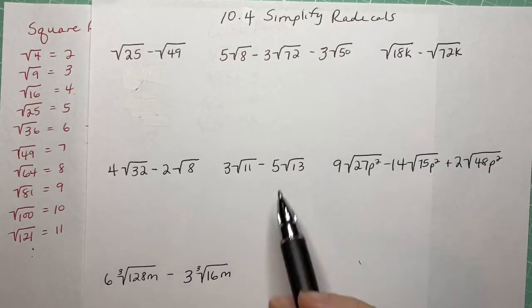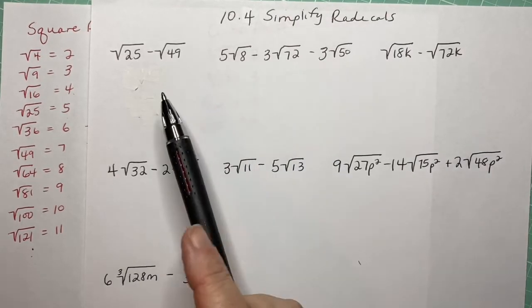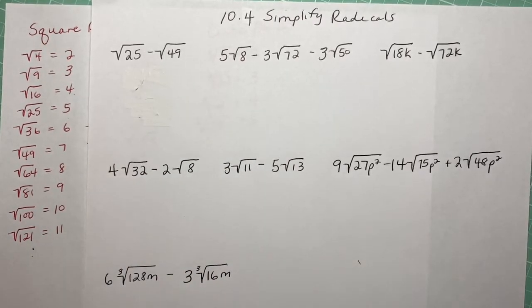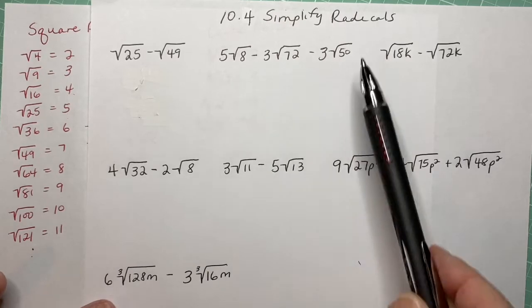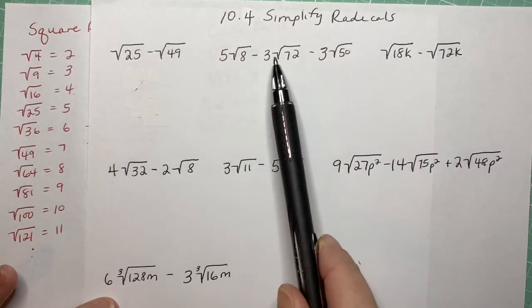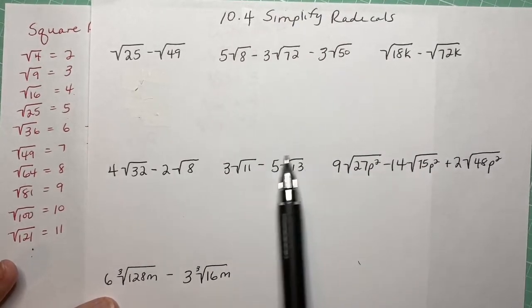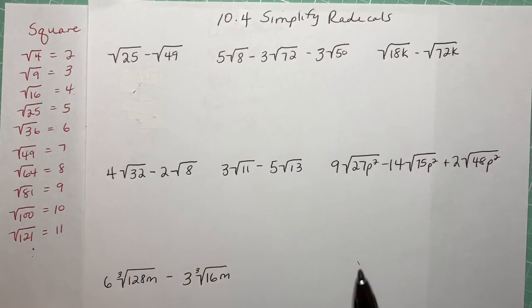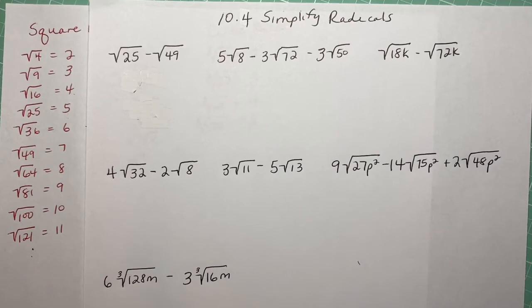Okay, let's look at 10.4, simplifying radicals. If you haven't seen 10.3, watch that first, because you really have to know how to do those before you can move on to these. We're going to be doing the same thing we did in 10.3. It's just now we're adding or subtracting more of them together. In your directions, it will just say simplify. And so you should come up with a single term.